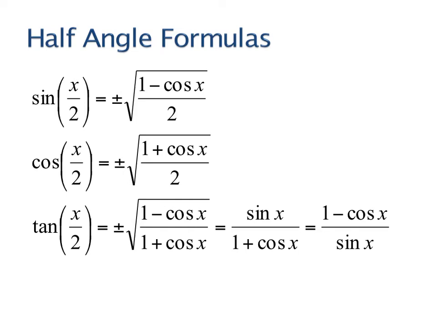So if you notice, the last ones were sine of 2x, cosine of 2x, tangent of 2x. Notice for these half angle formulas, it's just x over 2 instead of 2x. And that does change these. Now this plus or minus is going to have to deal with what quadrant it falls into, and we'll look at that when we look at some examples.